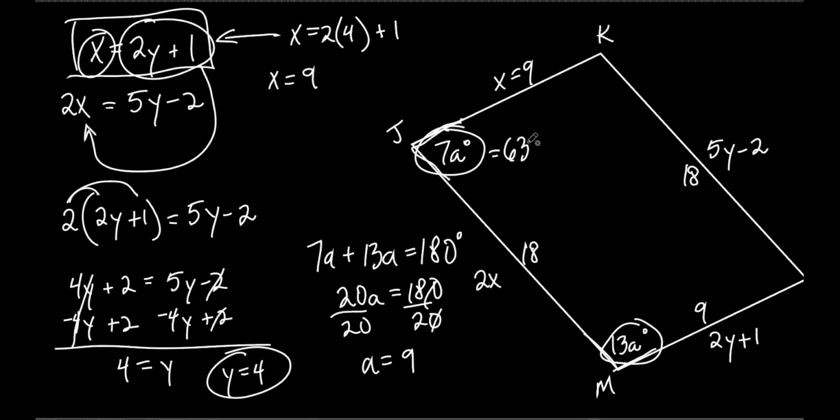63. 7 times 9, that's 63 degrees. What about L without doing any math whatsoever? What's angle L equal to? 63. Now you could find this.